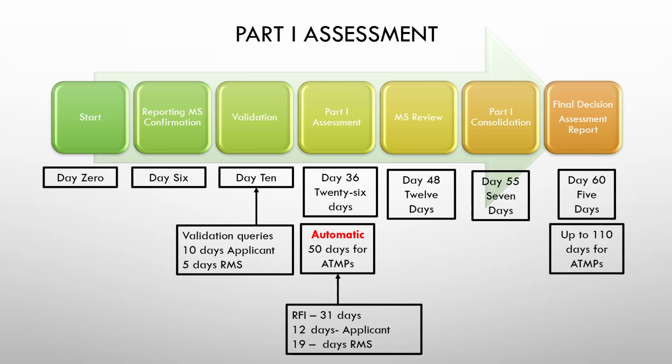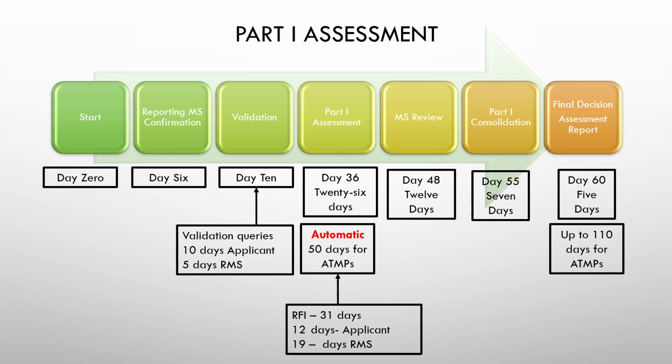Now, for advanced therapy medicinal products and other specified medicinal products, you have 50 days additional, and that's automatic. And again, within that 26-day Part 1 assessment period, including the 50 days automatically added on for the ATMP, you also have 31 days for the request for further information. And that 31 days includes 12 days for the sponsor to provide all the information, and then 19 days. And that 19 days consists of 12 days for coordinated review and 7 days for consolidation. So that's regarding the additional information.